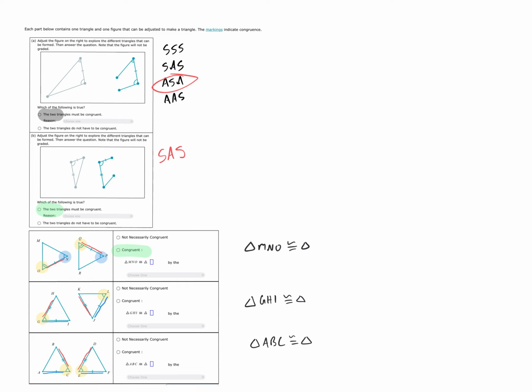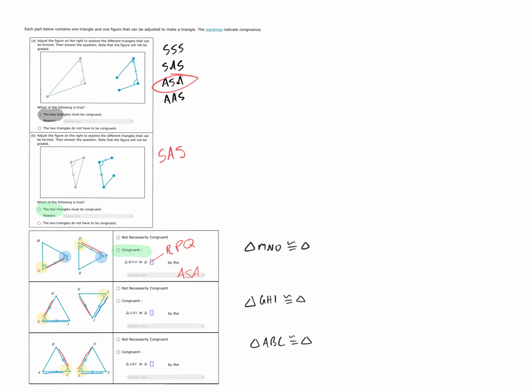And my congruent statement, since this says M, N, O, M is the side with nothing on it, so that would be corresponding to R. The N is the one in blue, so that would be P. And then the O is in the yellow, so that would be Q. And again, how would we know this? This would be the angle, side, angle.